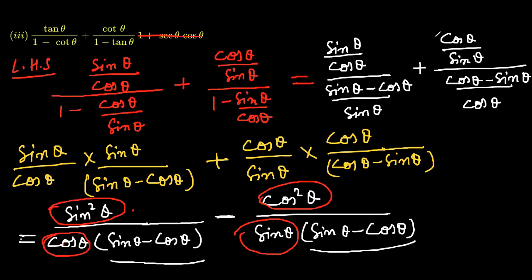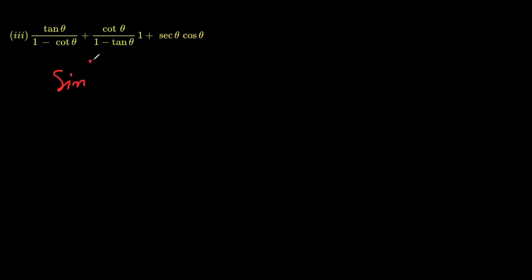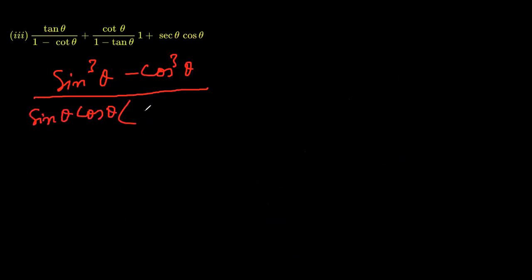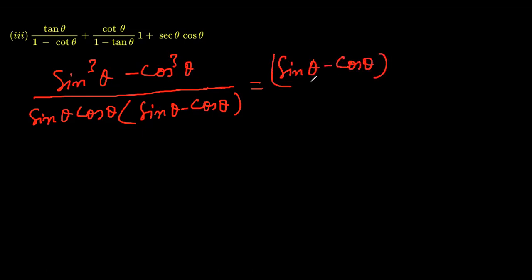Sine cube minus cos cube. The numerator would be sine cube theta minus cos cube theta, and in the denominator we will have sine theta cos theta and sine theta minus cos theta. Now this is almost done, because in the numerator you have a cube minus b cube, and the identity for a cube minus b cube is a minus b, that is sine theta minus cos theta, and then a square plus ab plus b square.